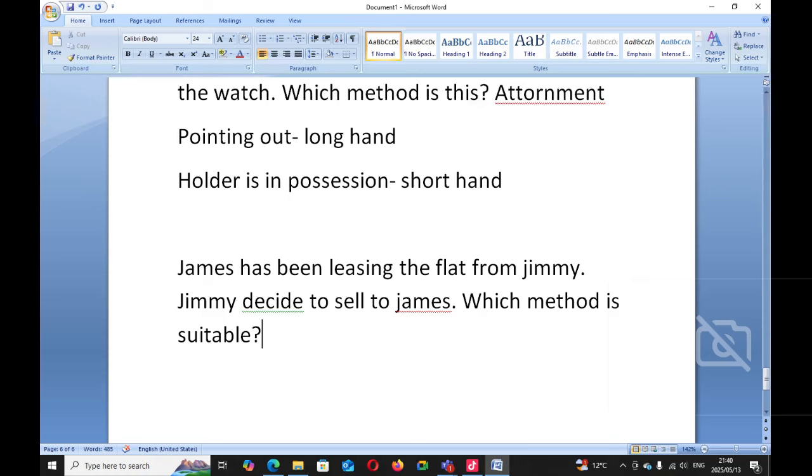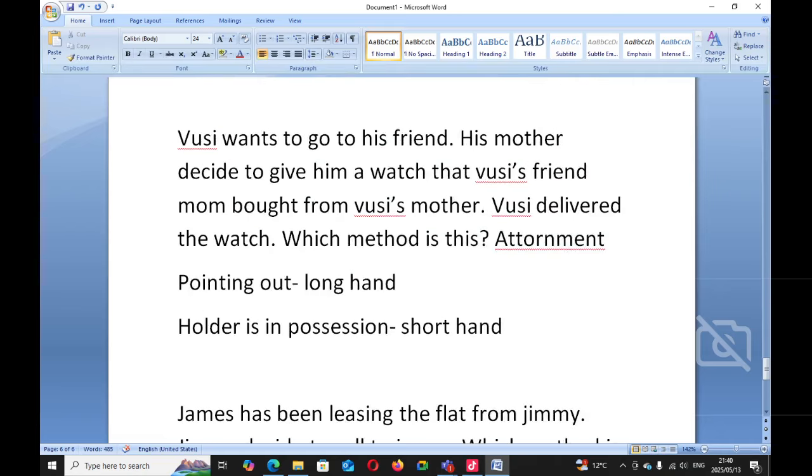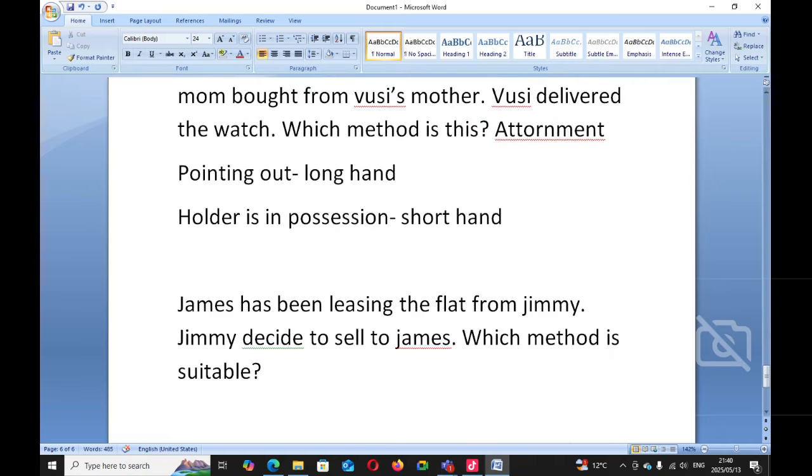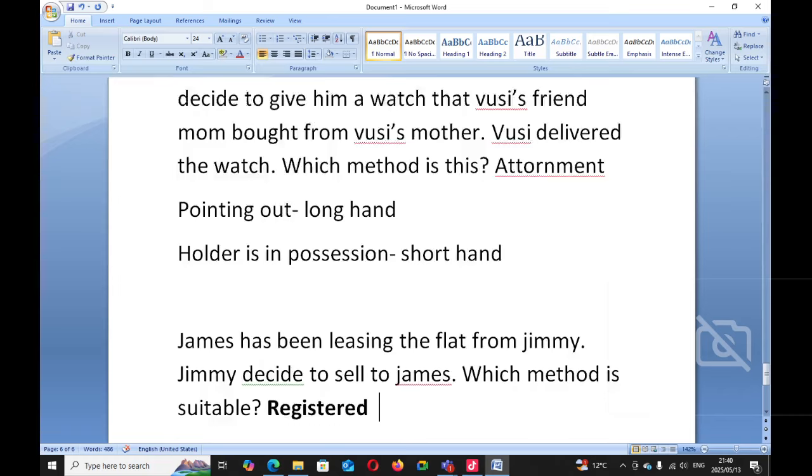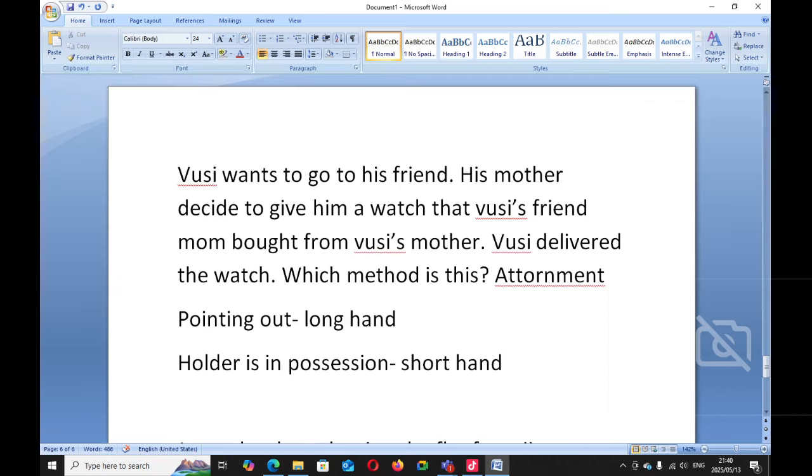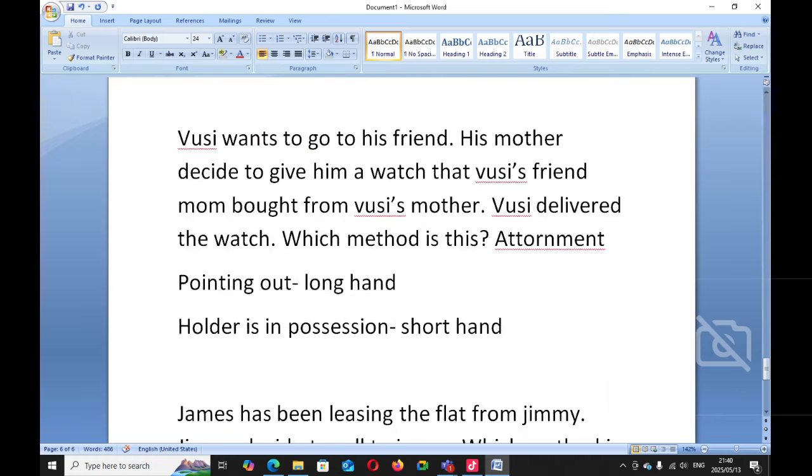There is no method that is suitable because this is immovable. Immovable property must be registered. There is no movable method that is applicable. The flat must be registered. There is no shorthand, there's no longhand, there's no constitutive possession.